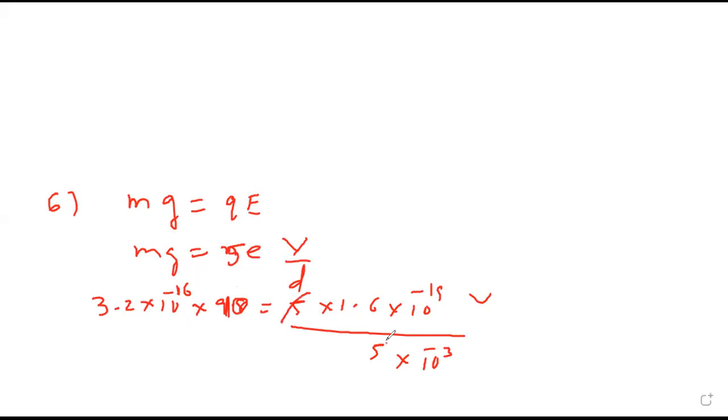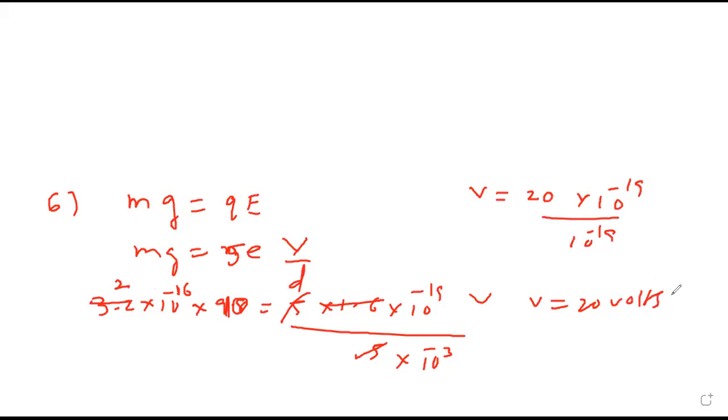So this 5 cancels, 1.6 into 2. So V will become 20 into 10 raised to minus 19 upon 10 raised to minus 19, that is 20 volts. 20 volt option. Okay.